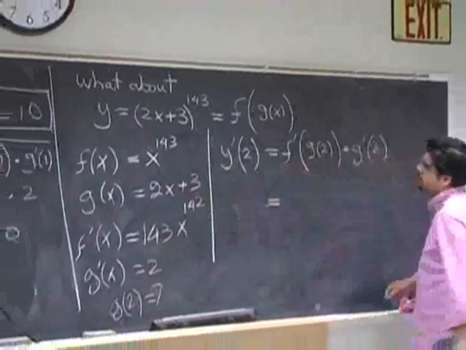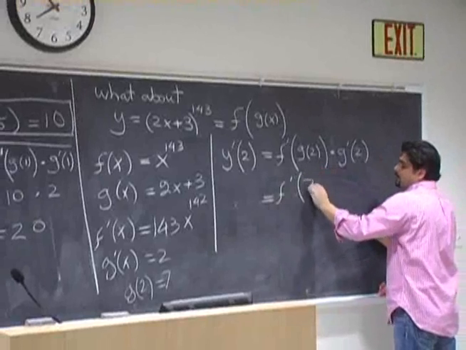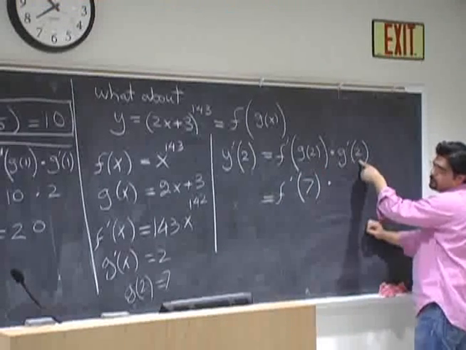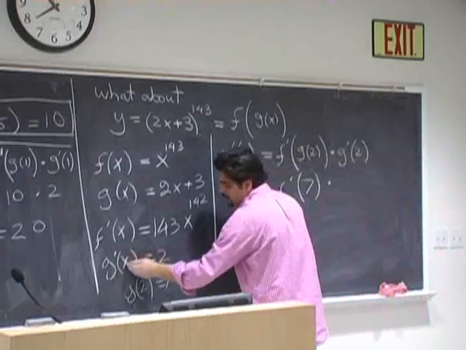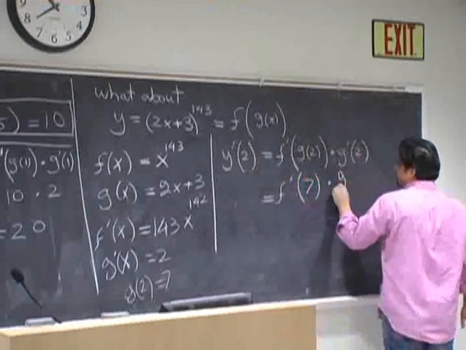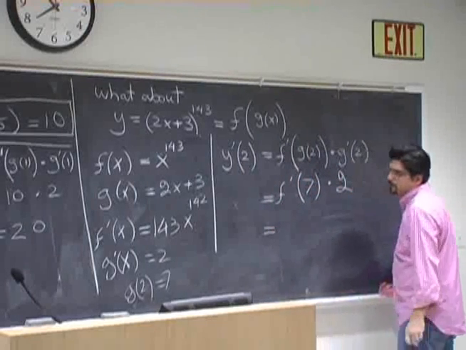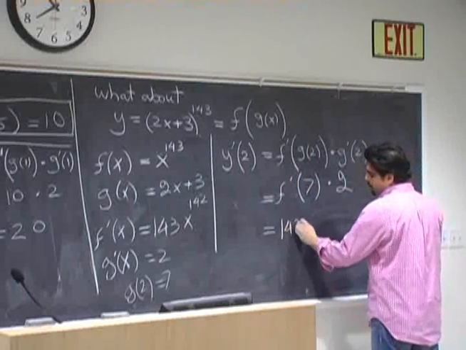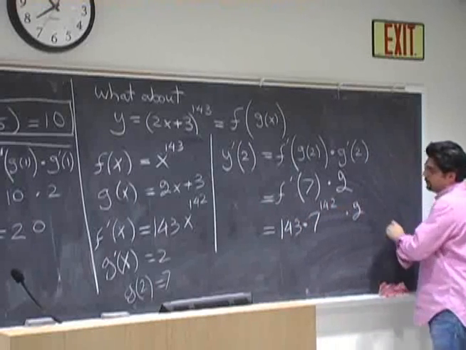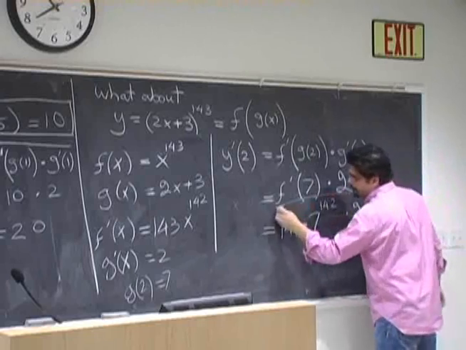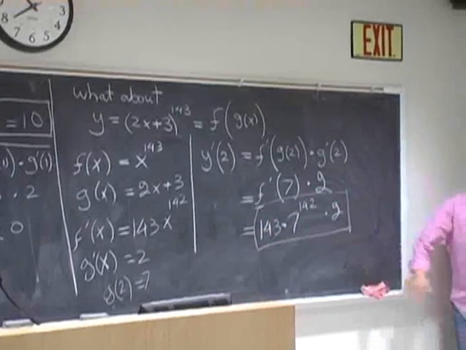Okay, so let's work this out. So you want to do f prime of 7. G prime of 2 is what? Well, g prime of x is 2, so at any x you have 2. Yes? And f prime of 7 is just 143 times 7 to the 142 times 2. And that's the answer. That's not a small number, but who cares? We have an answer. Okay?